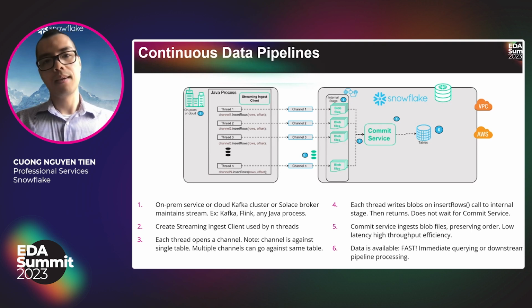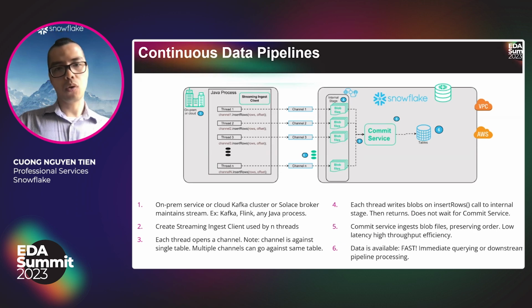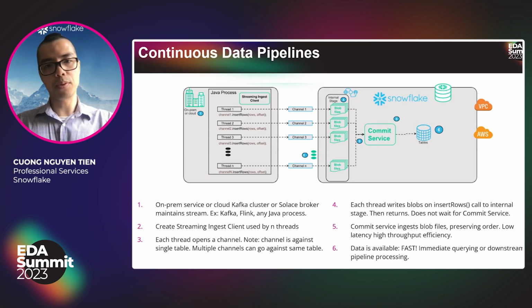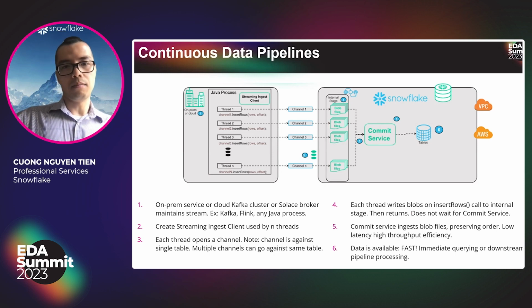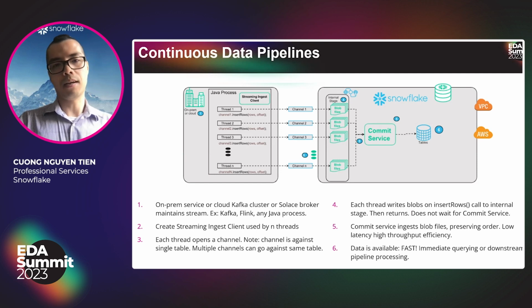It writes a blob, and then on insert row, it calls this interstage that returns the acknowledgement. And it doesn't wait for the commit service. Commit service pretty much ingests these blobs in the right order, and then the low latency is satisfied throughout the whole process, and the data is available fast and immediately for querying downstream.